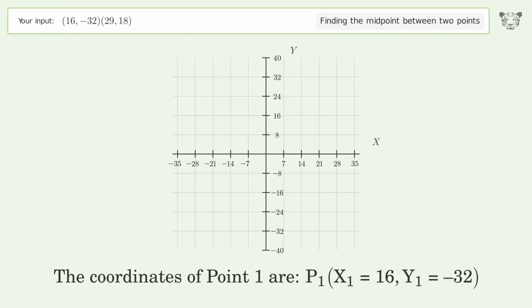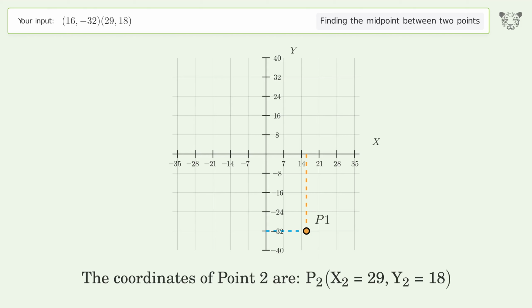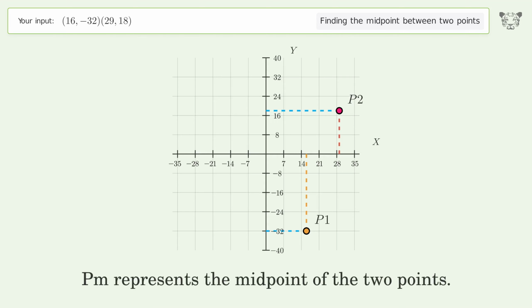The coordinates of point 1 are, x1 equals 16, y1 equals -32. The coordinates of point 2 are, x2 equals 29, y2 equals 18. PM represents the midpoint of the 2 points.